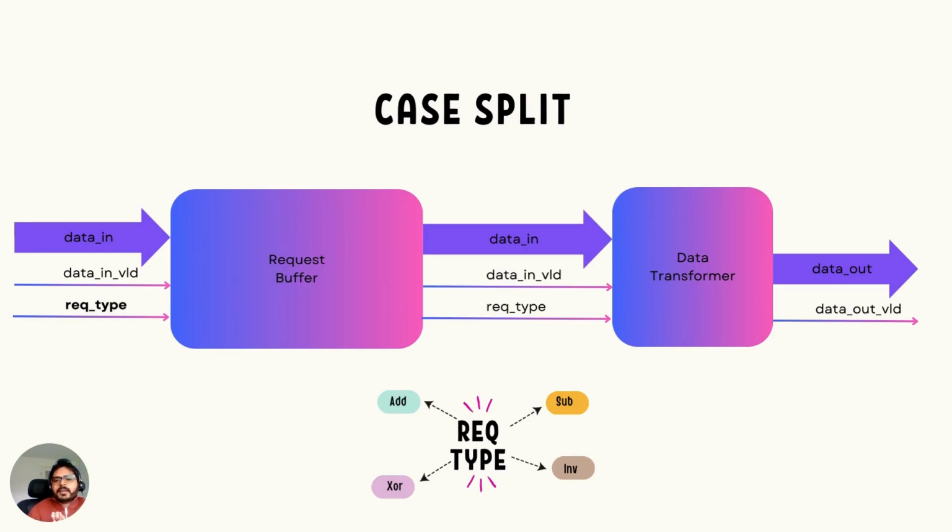To verify this design, we can write a single check that will ensure that the data coming out of the data transform block is the one that is expected as per the data which is coming into the request buffer, based on the request type. So this is a bigger check that covers all the cases, all four different operation types: addition, subtraction, XORing, and inversion. For obvious reasons, this proof will take longer or can take longer based on the design size. Case splitting can come into play here. It can help split the check into multiple ones and then help you achieve faster proofs.